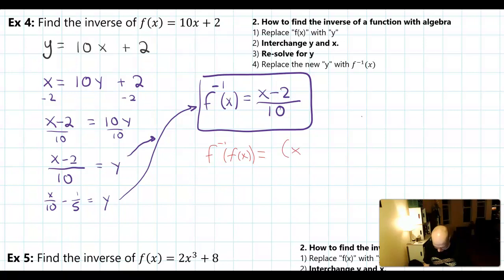So then f is the inside function, so I have 10x plus 2 in the place where I had the x, minus 2 over 10. Sorry, I get 10x, the 2's cancel out, over 10, and I do get x. And I'm pretty confident that if I did it the other way, I'd also get x, and I'm just doing this as a check, so I don't really need to check the other direction, f composed with f inverse.